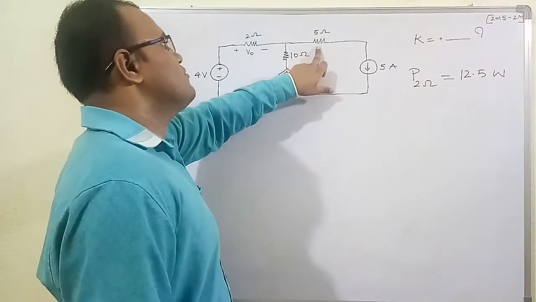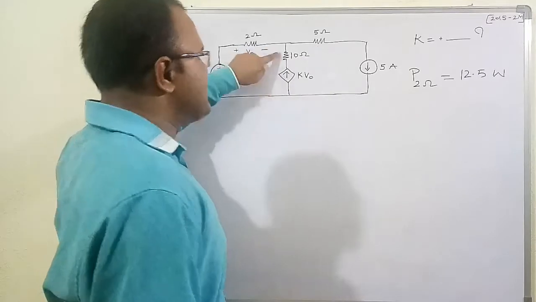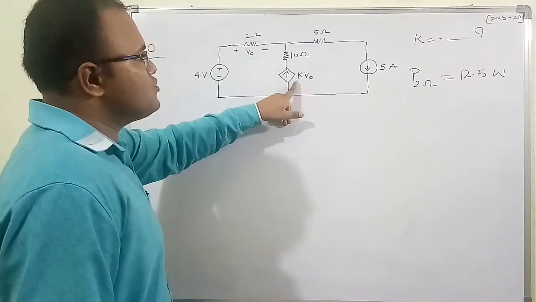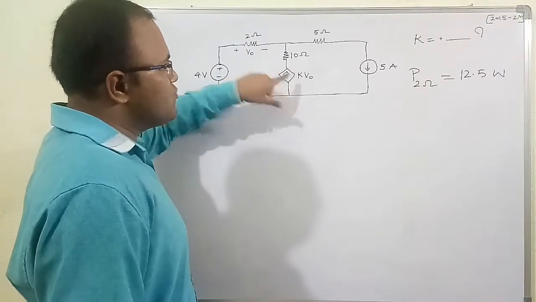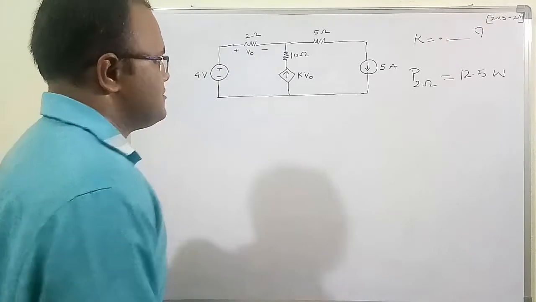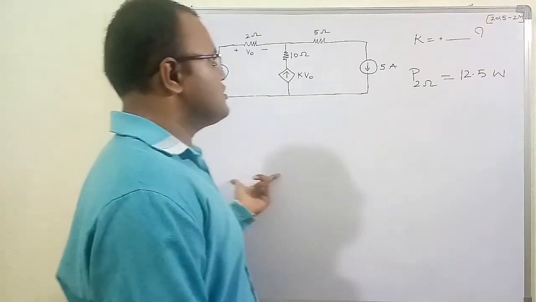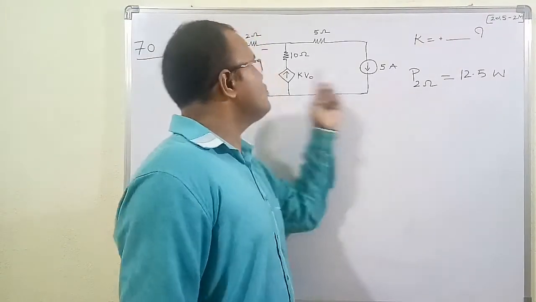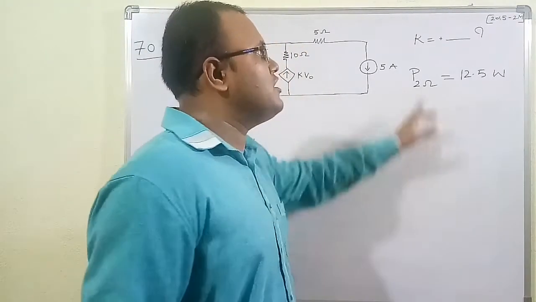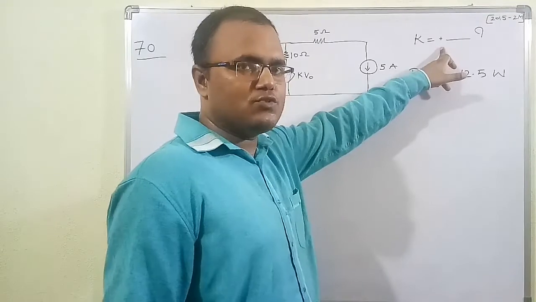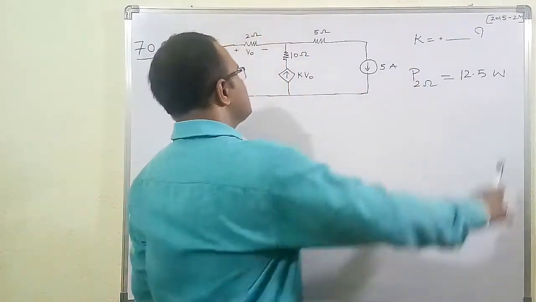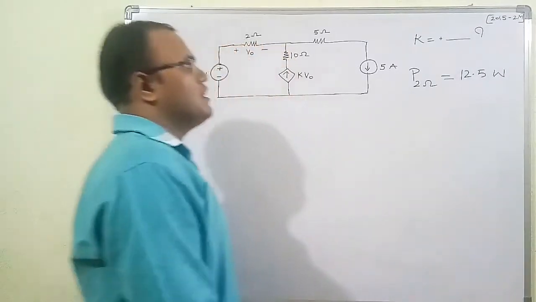There is a resistor of 5 ohm, another resistor of 10 ohm, and a voltage dependent current source. The current source value depends on the voltage drop across the 2 ohm resistor. They also give that the power dissipated in the 2 ohm resistor is 12.5 watts. The value of K is always positive in this question, and we need to figure out the value of K. This question was given in GATE 2015 for 2 marks.